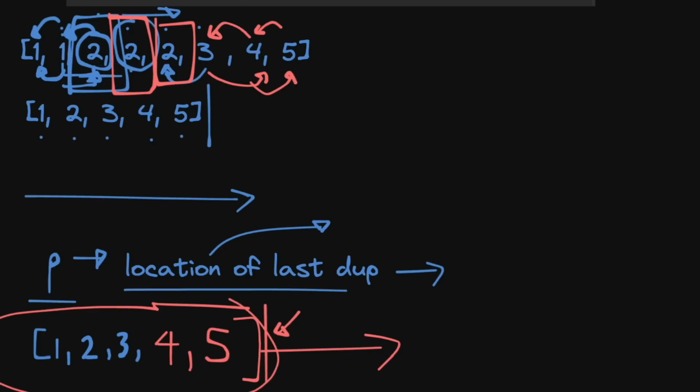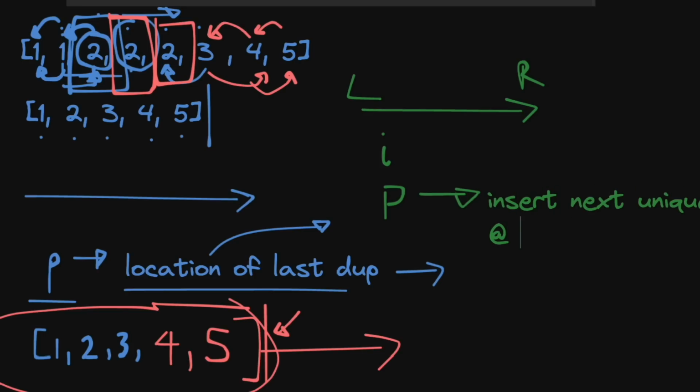It's a bit complicated, especially for an easy problem, but to summarize, we're just going to go from left to right over the array. We're going to have one pointer which tracks our current position in the array. We'll call this I, and then we can have a pointer P, which is the position of where the last duplicate was, or where we should insert our next unique element. So this is like insert next unique at P.